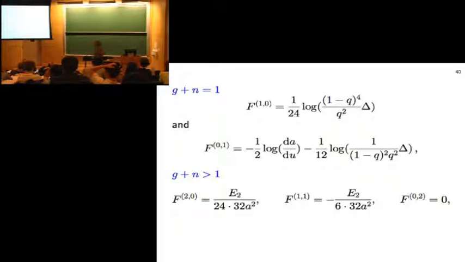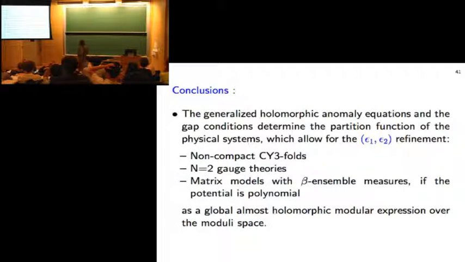So maybe I should come to the conclusions. The conclusions are simply that this generalized holomorphic anomaly equation is extremely simple. And together with the gap condition, it allows one to determine the partition function of physical systems which allow for this epsilon 1, epsilon 2 refinement. These are non-compact Calabi-Yau manifolds. I mean, this is the one example I had. Then these are the N=2 gauge theories. And then there are also matrix models with beta ensemble measures, if this potential is polynomial.